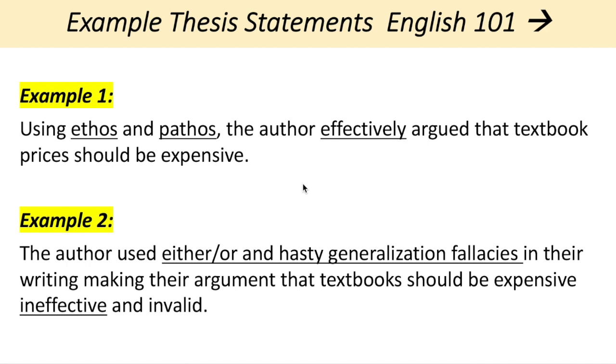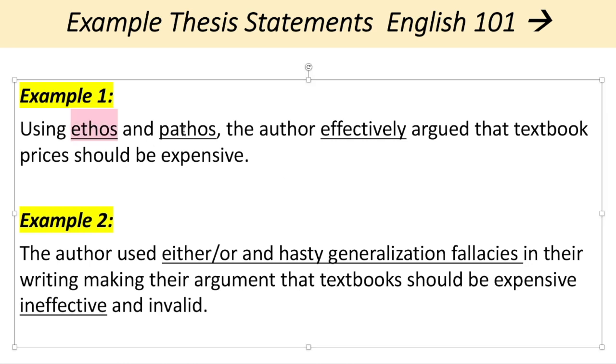Here are some example thesis statements for an English 101 rhetorical analysis essay. Example number 1 reads, "Using ethos and pathos, the author effectively argued that textbook prices should be expensive." So here we see the word ethos, we see the word pathos, and we see the word effectively. This helps us understand that the author was in fact effective using ethos and pathos.